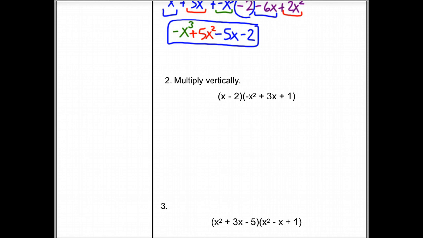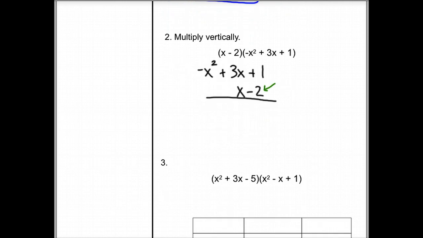We would write it in standard form, negative x squared plus 3x plus 1. I like to choose the bigger one first and put it on top. And then we have x minus 2. Now what we do is we take this term first, and we set it up kind of like regular multiplication. And so we do negative 2 times 1 is negative 2. Negative 2 times 3x is negative 6x. And then negative 2 times negative x squared is positive 2x squared.